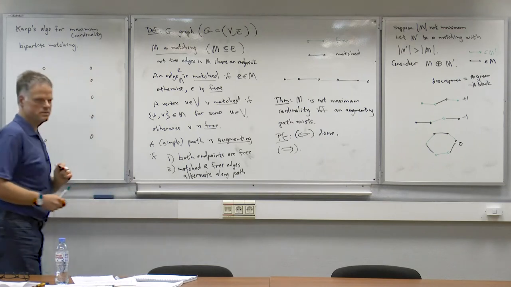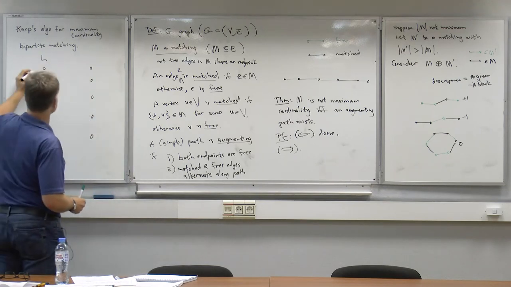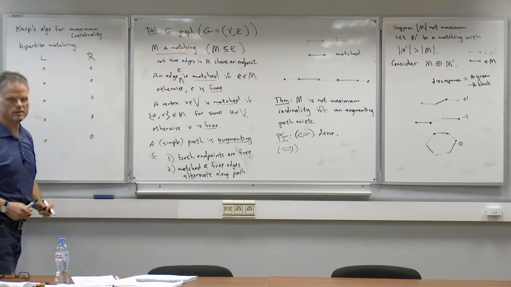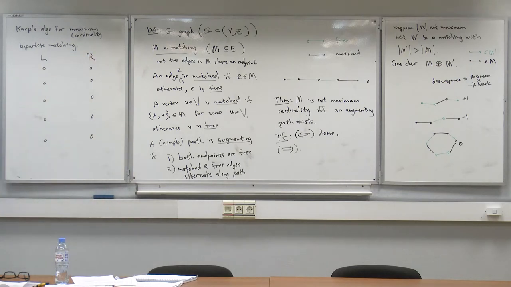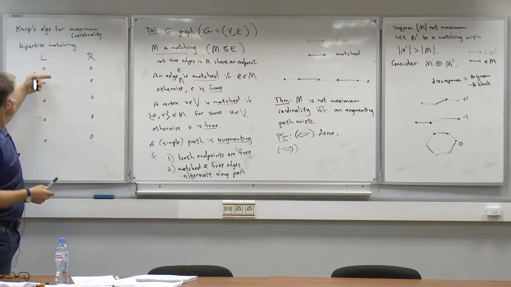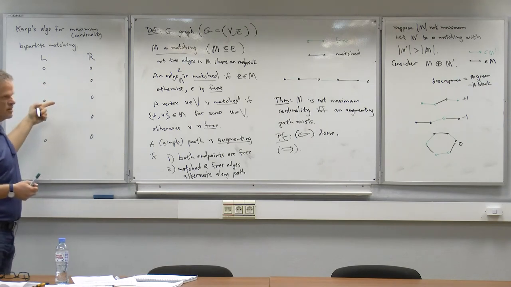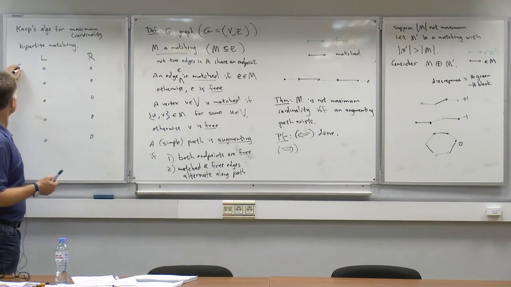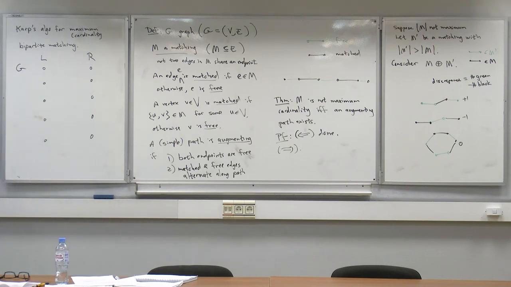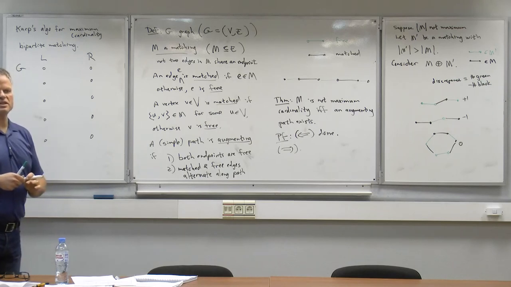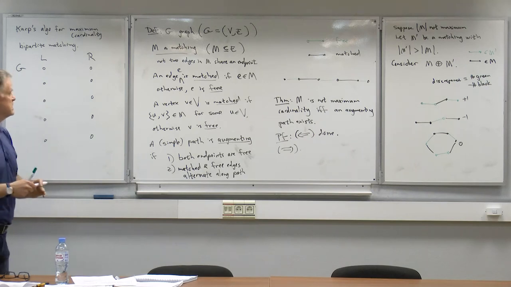All right. So here's a bipartition. I have left vertices, I'll call those L, and right vertices, I'll call those R. Now suppose you start with some matching, which presumably is not maximum, and then you want to find an augmenting path. So that matching is going to have edges between L and R. So the graph G is undirected. But here's what we're now going to do. We are going to impose an orientation on the edges as follows.